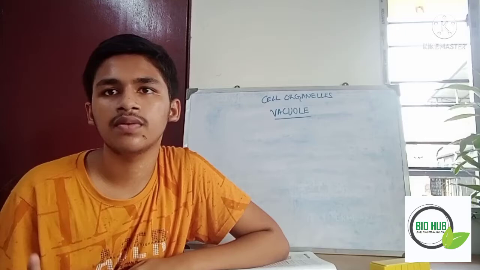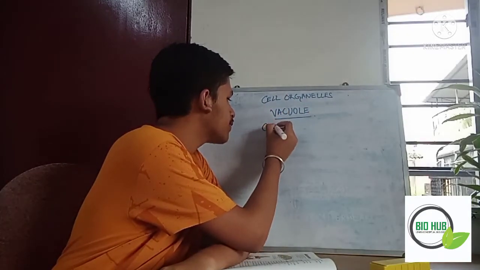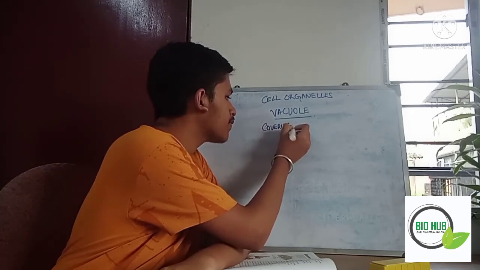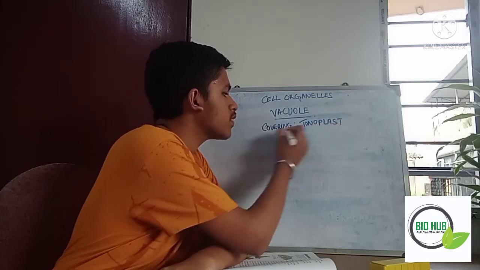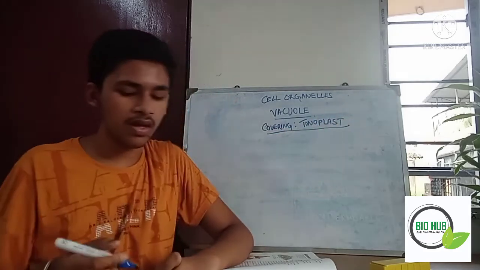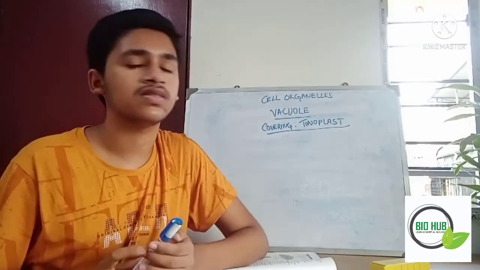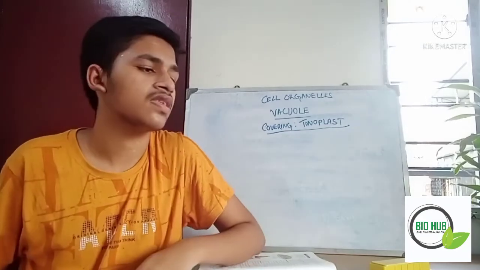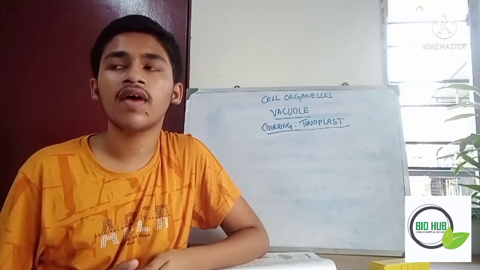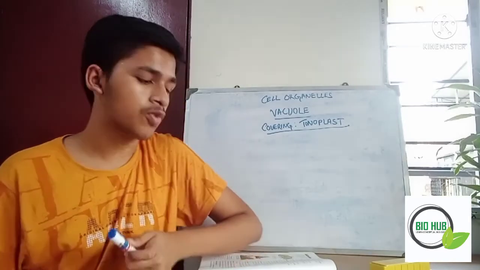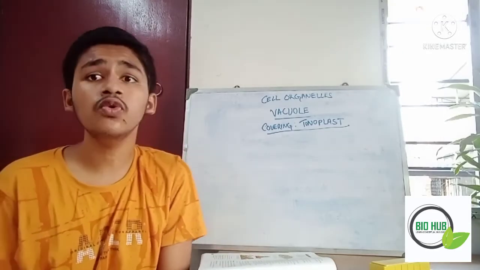The covering of the vacuole is called tonoplast. So this is very important. This very often comes as one word, fill in the blanks, or true or false questions. Now the function of vacuoles: vacuoles mainly provide shape to the plant, keep it turgid, and also store food materials in it.